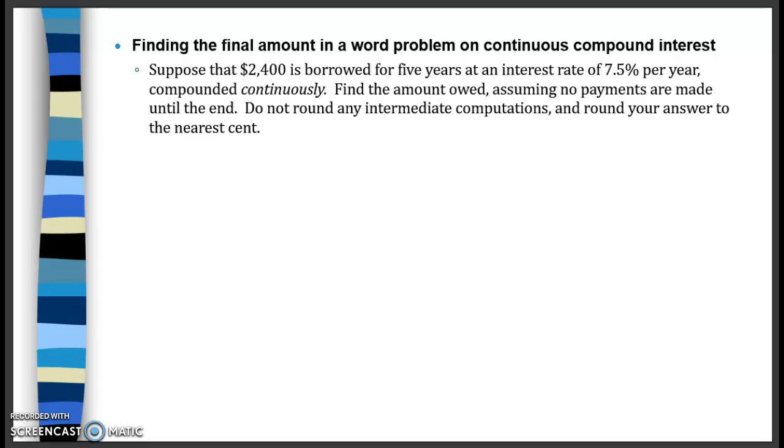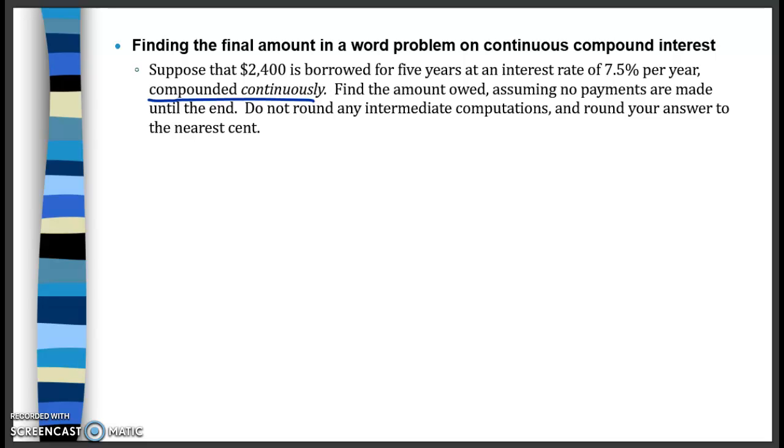Suppose that $2,400 is borrowed for 5 years at an interest rate of 7.5% per year, compounded continuously. Find the amount owed assuming no payments are made until the end. Do not round any intermediate computations and round your answer to the nearest cent.